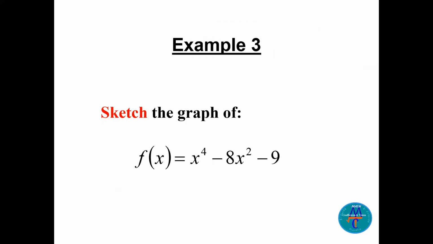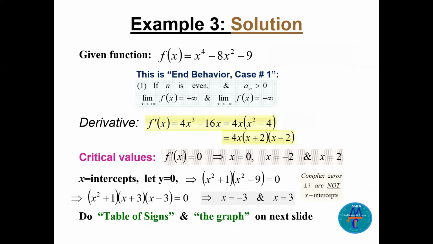Example number 3: x to the power 4 minus 8x squared minus 9. This is an even degree, so n is even here. You see the highest power is 4. The leading coefficient is positive, so this is case number 1. It will be up to the right, up to the left. Let's find the derivative: 4x cubed minus 16x, and the derivative of minus 9 is 0.